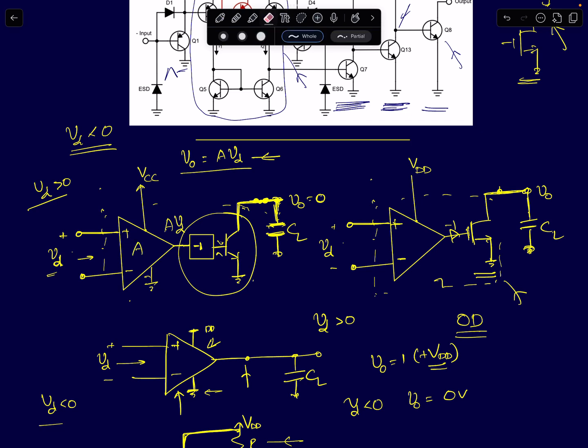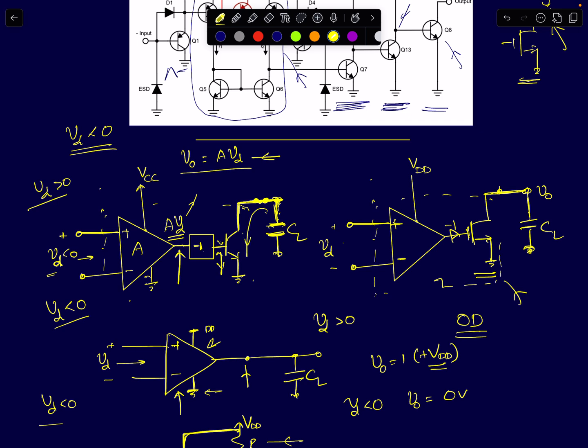So now, what happens for a comparator if you apply a voltage VD less than 0? For a comparator, if you apply a voltage VD less than 0, the output should go to logic 0, right? So if VD is less than 0, the voltage at this node will be A times VD, which will be a huge negative value. Multiplied with -1, this node voltage will be a huge positive value. So that will quickly turn on this transistor, and the transistor will discharge this capacitor.